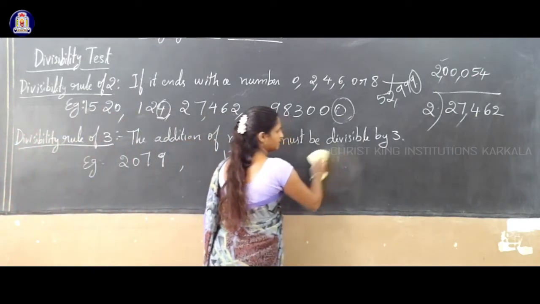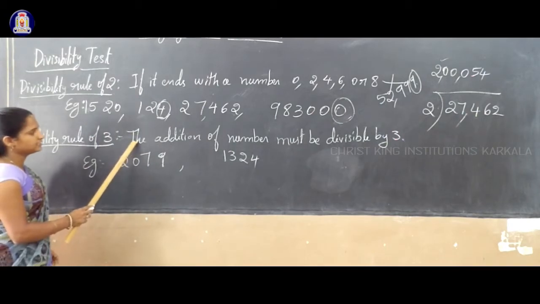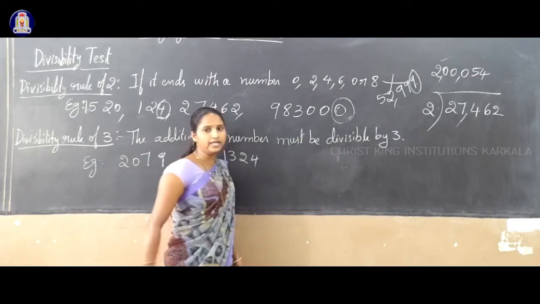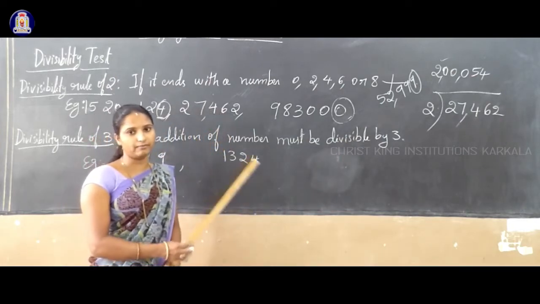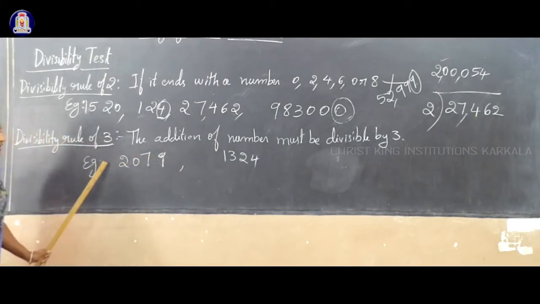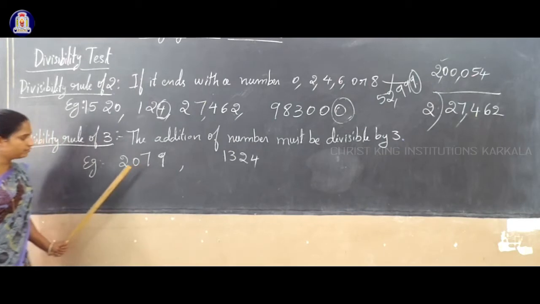You must know the rule. See, what is the rule? You have to apply this rule. It means the addition of the digits must be divisible by 3. The addition of the number must be divisible by 3. So you have to find the sum of this number. Sum means addition, right? You have to find the sum.